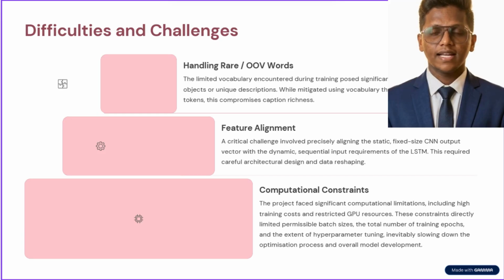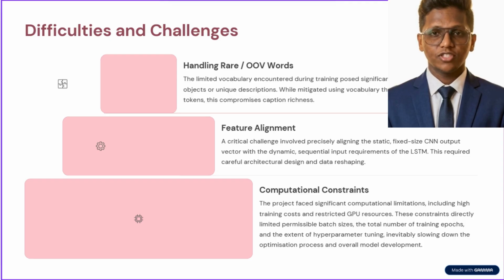Finally, I want to highlight the difficulties we faced and our future roadmap. The biggest challenge was handling rare and out-of-vocabulary (OOV) words. Our training vocabulary was limited. When an image contained a rare object or action not in our top frequency list, it caused the model to generate incomplete or inaccurate captions. We mitigated this using vocabulary thresholding and unknown tokens, but it affects caption richness.